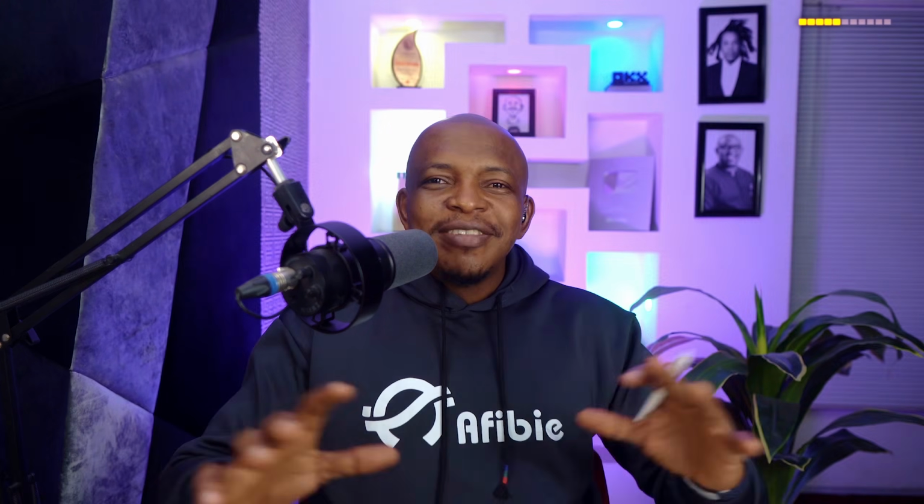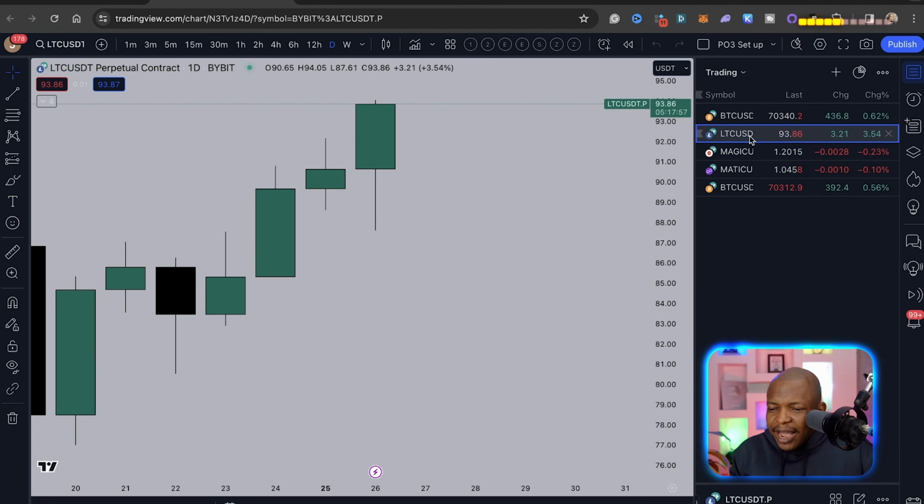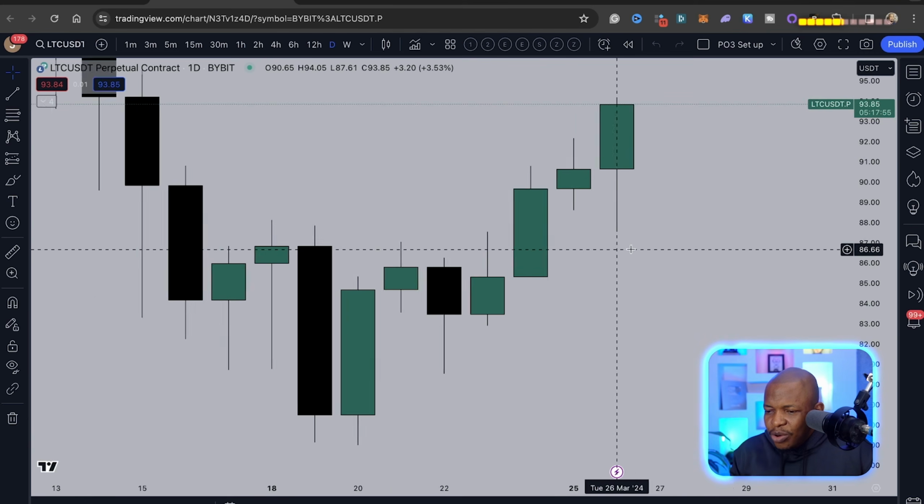Now, to make all this make sense to you, let's go to TradingView. So I'll just show you a step-by-step process on how to set this up. So this is a Litecoin USD trade.